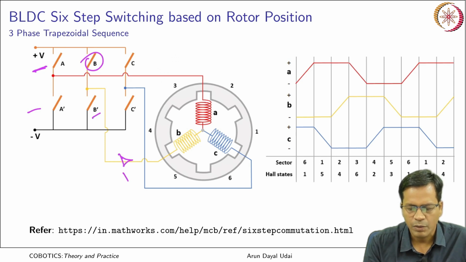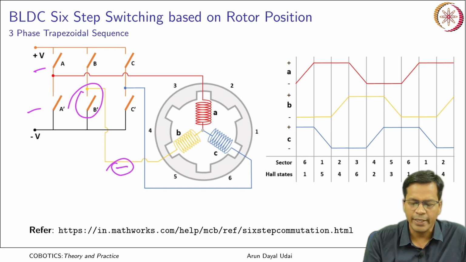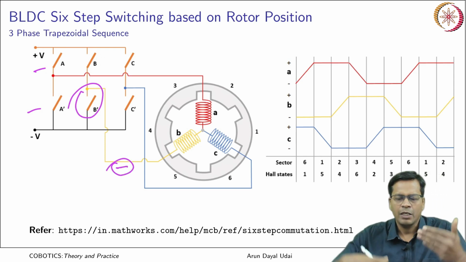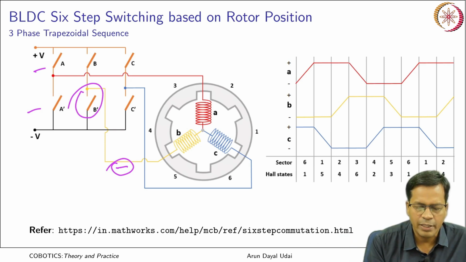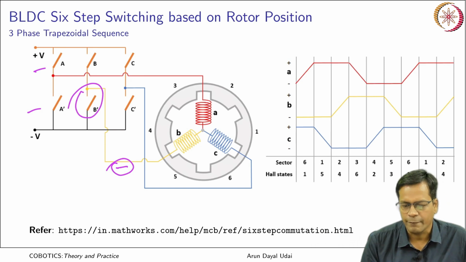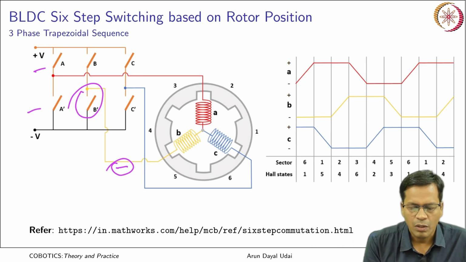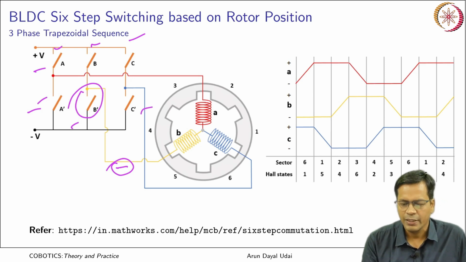This will become positive. Okay. If B bar is on, what will happen? If B bar is on, if this is on, this will become negative. So any single wire can be made positive or negative depending on A or A bar, B or B bar, C or C bar, whichever is connected. Okay. So these 6 switches can control the polarity of the 3 wires which are here.